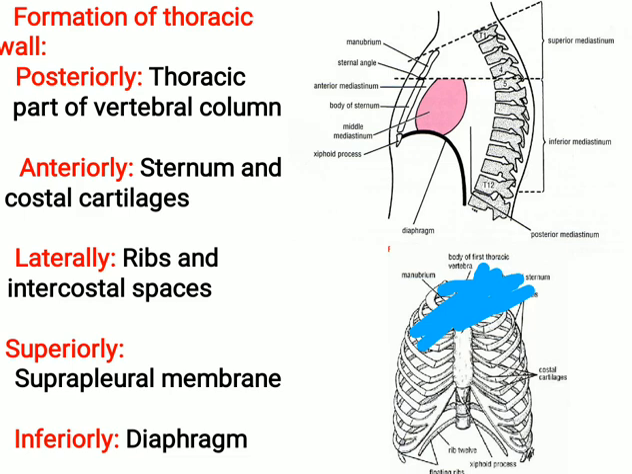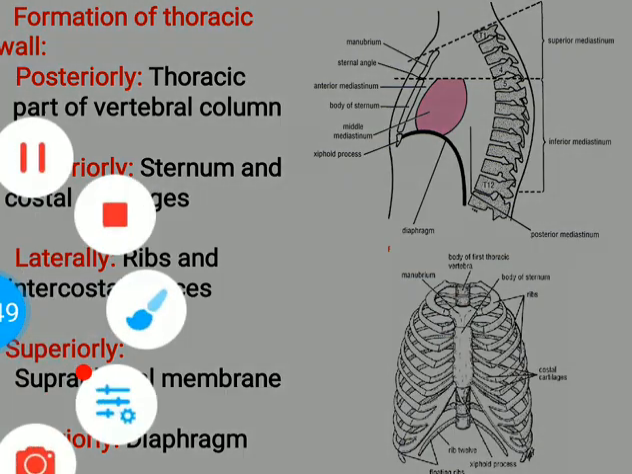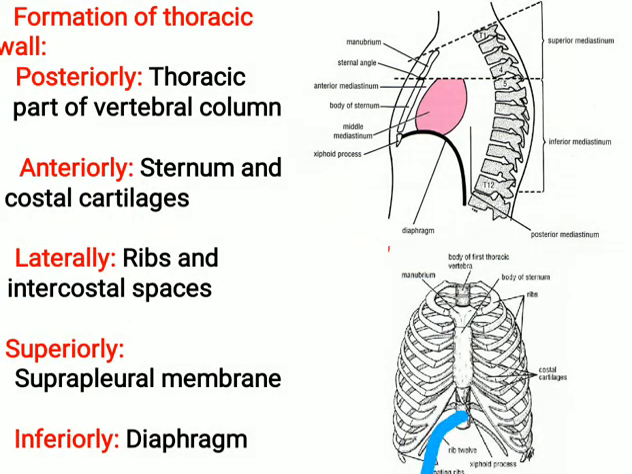forming the superior aspect or the superior border of what we call the thoracic wall. And inferiorly, we have the diaphragm, which is just a group of muscle that borders the inferior part of the thoracic wall.